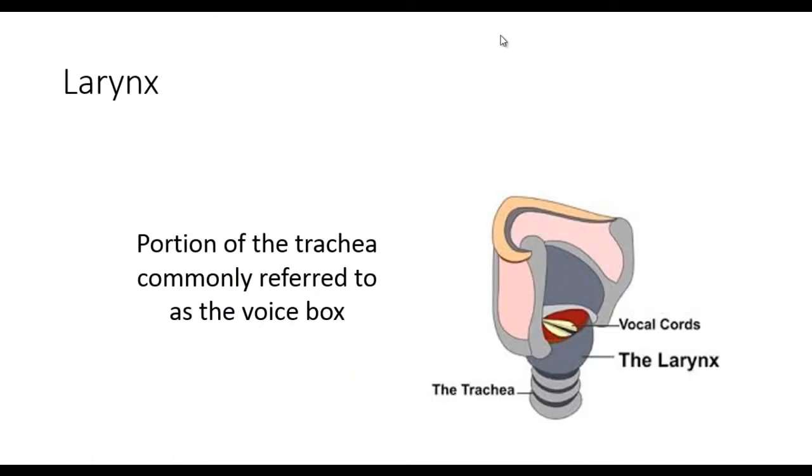The larynx is a portion of the trachea. We're going to take a look at the trachea in just a second. It's commonly referred to as the voice box. It's where your vocal cords are. If you hum and put your hand on your larynx, you can actually feel your vocal cords vibrating, and that's what creates sound and allows you to speak.